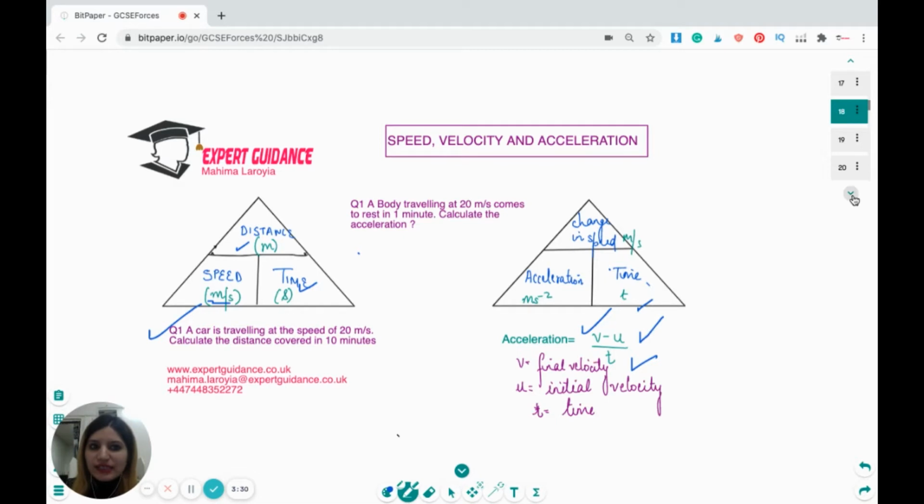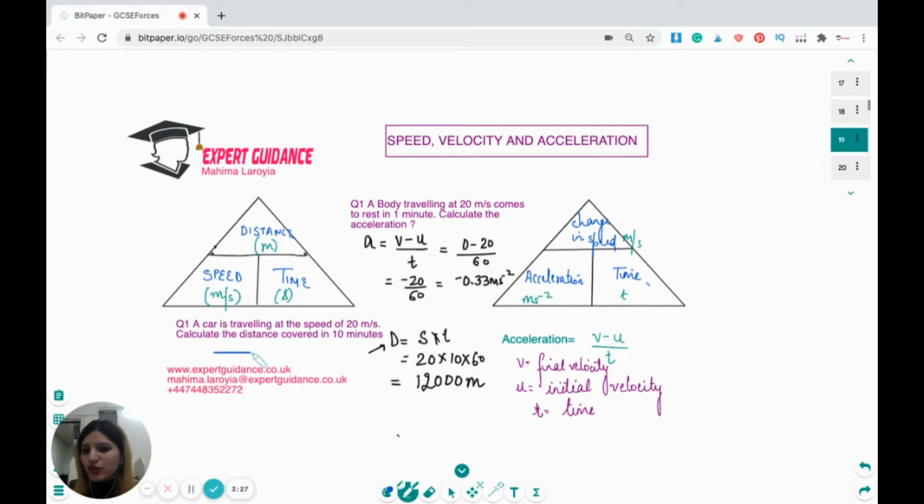All right, now let's look at the first question. They have given you the speed and the time is in minutes. But our triangle says that the time has to be in seconds. So we times 10 by 60 to get the time in seconds. And the formula is distance is speed into time. So we do 20 meters per second times 10 times 60, and we will get the distance of 1200 meters. For the acceleration question, we know acceleration is final velocity minus initial velocity over time. In this case, the body comes to rest.